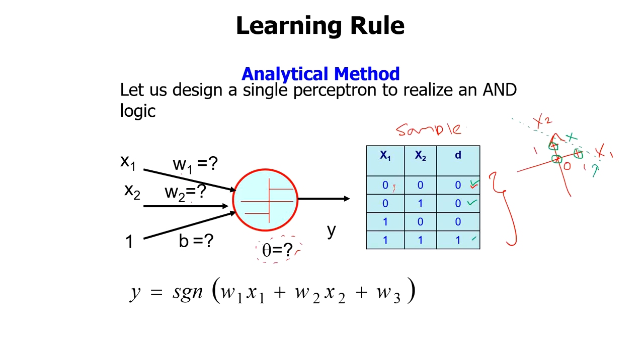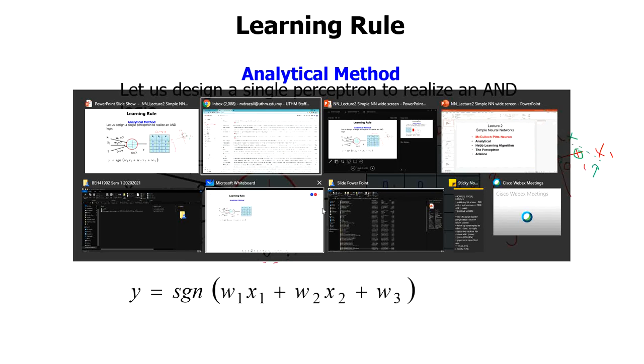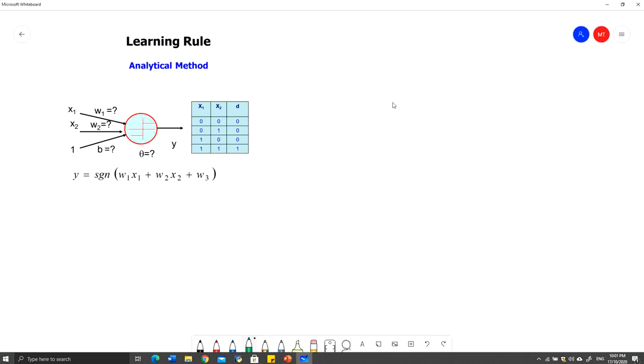But the issue is how are we able to find the function of the line by using the analytical method? So to show you in detail, let me open up my whiteboard so that we can do the calculation based on this example. As I mentioned previously, in terms of the analytical method, we will have 2 steps.